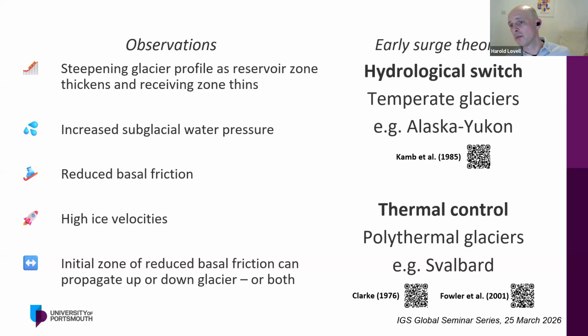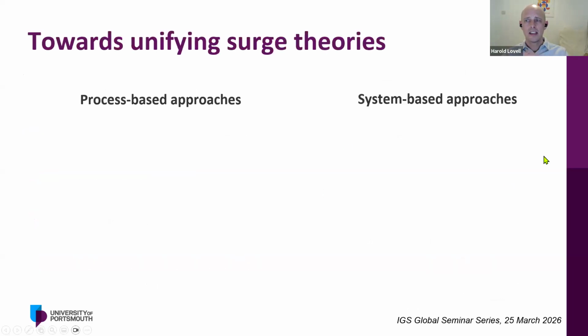would be based on polythermal glaciers, so those in Svalbard or glaciers like Trapridge Glacier, for example, where there's a kind of thermal control and perhaps a switch in the thermal properties within the glacier, which is helping to increase meltwater availability at the bed and then reduce friction and increase sliding. So those were the early theories.